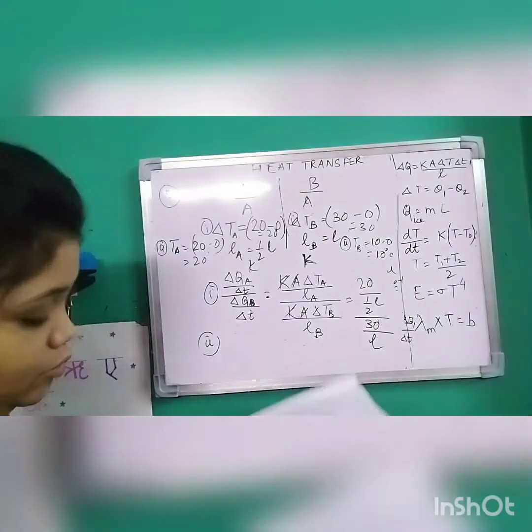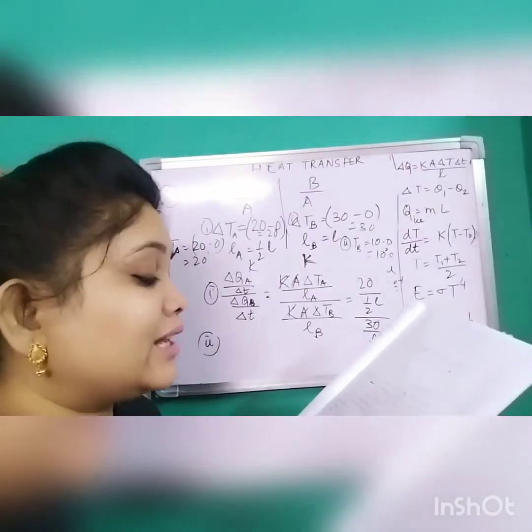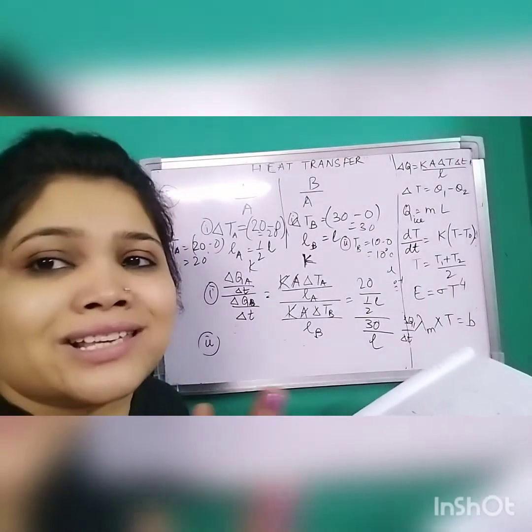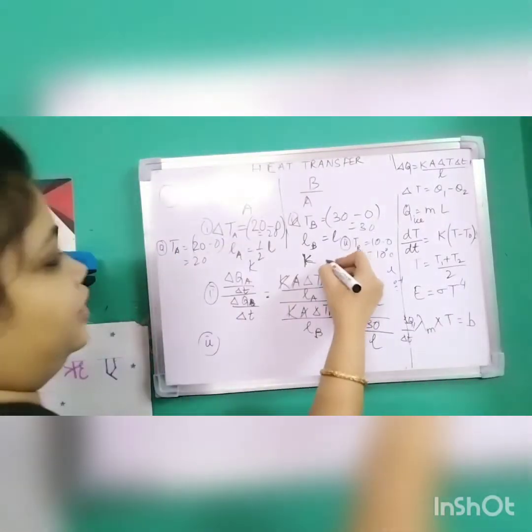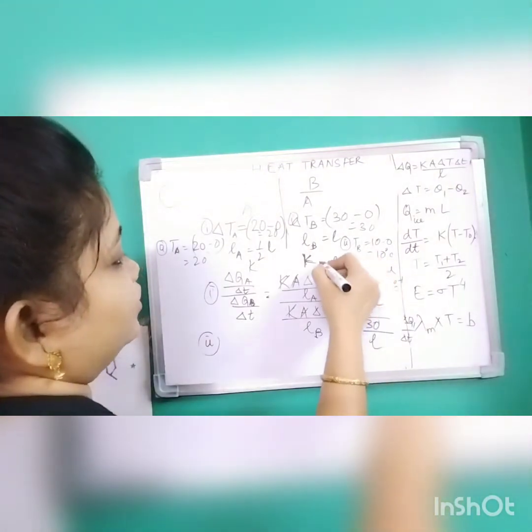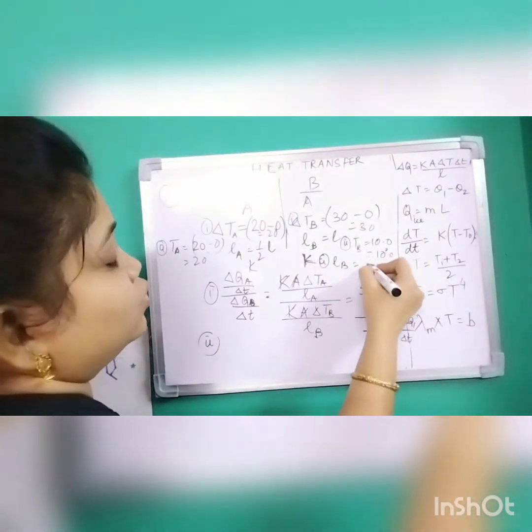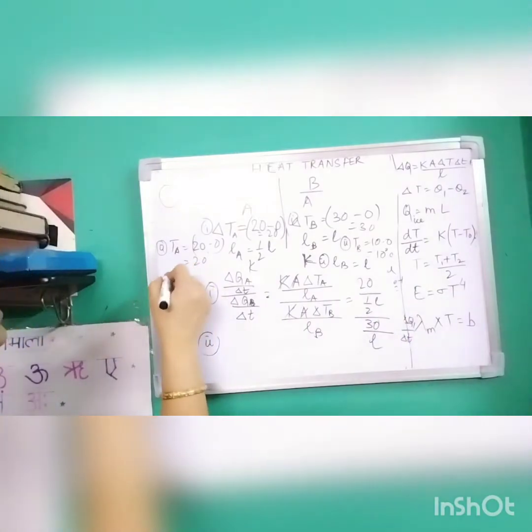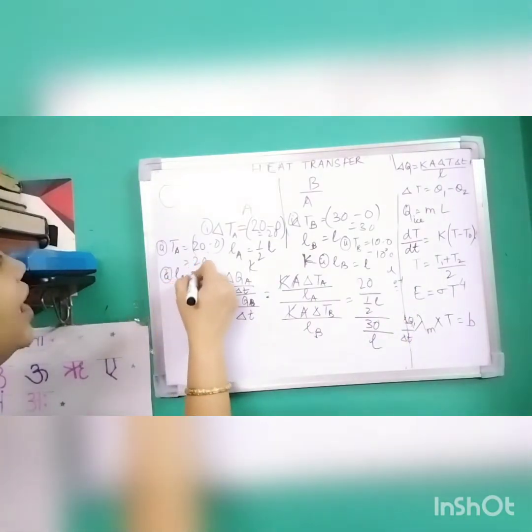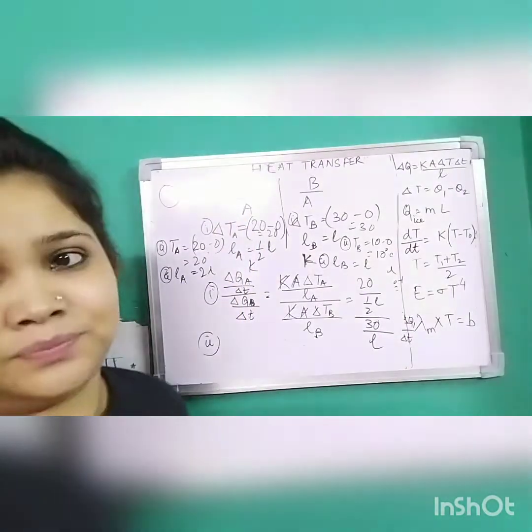What else is given? The length of A is twice the length of B. That means if we take LB, in this second case, as L, then LA will be twice the length of B, that means 2L.